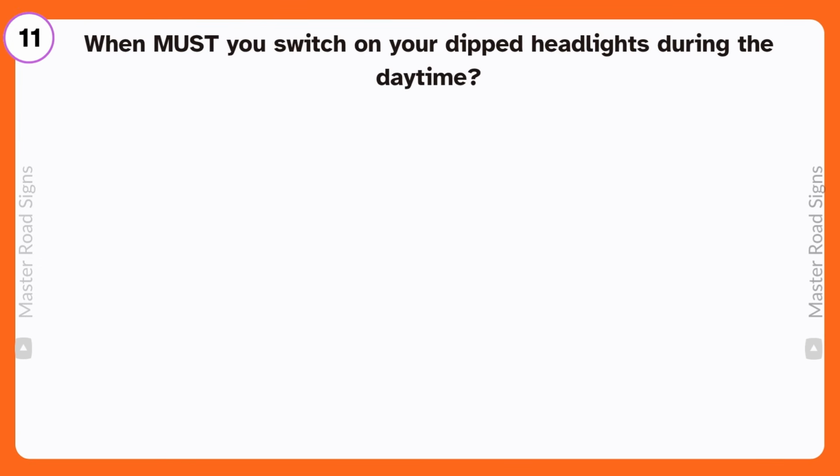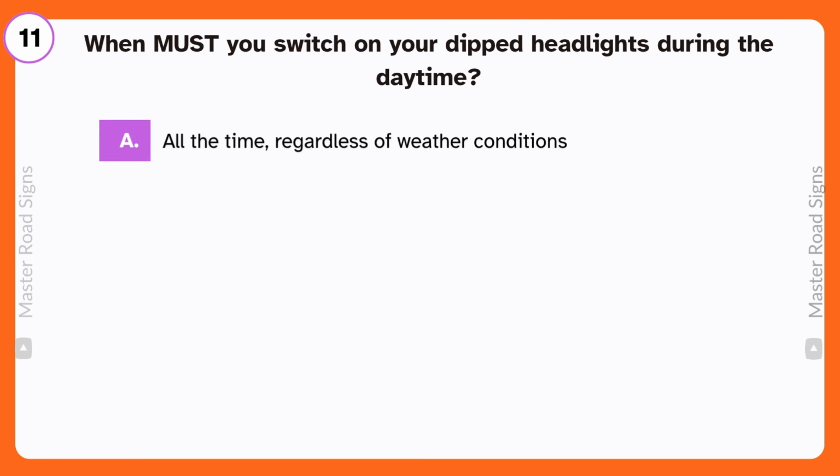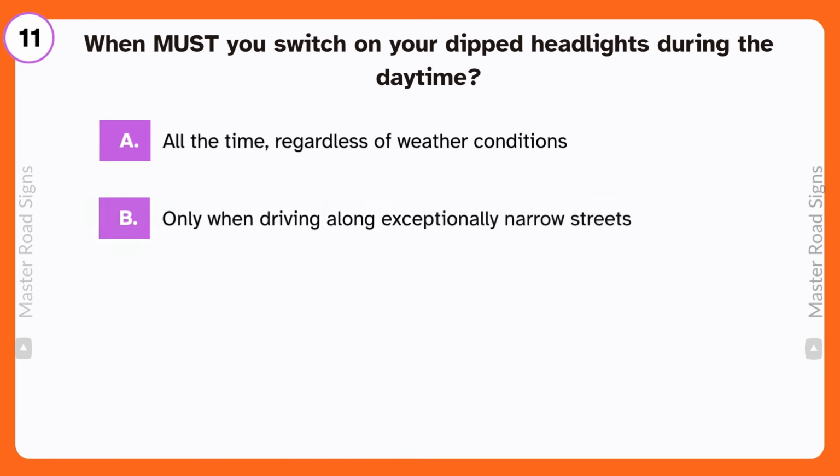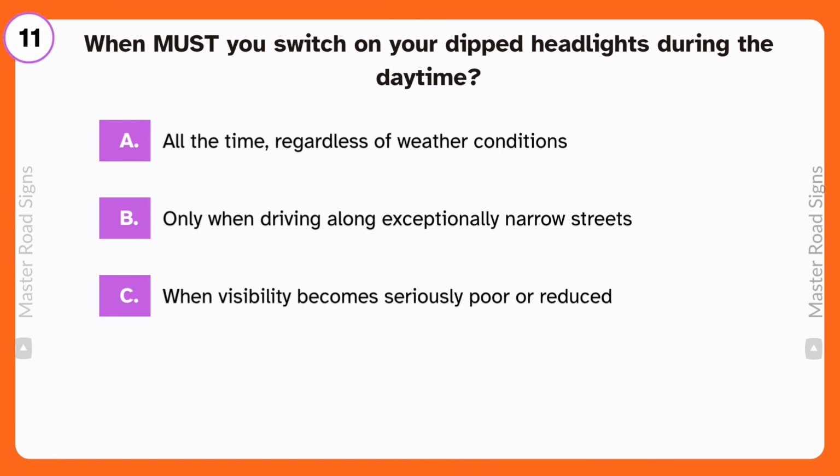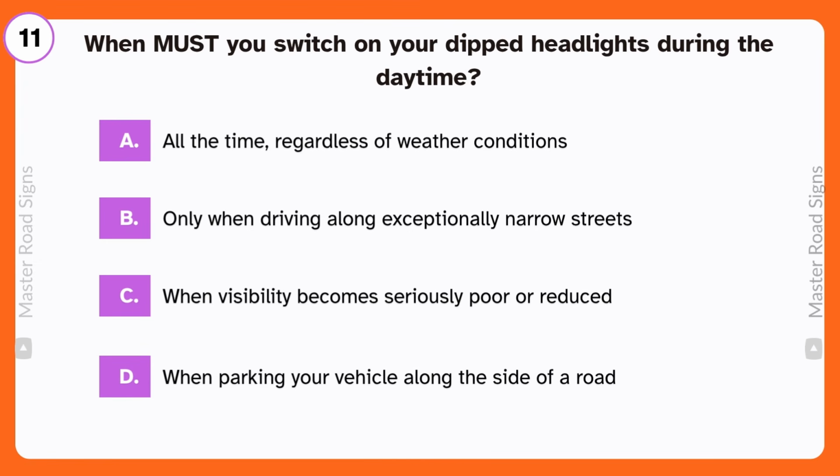Question 11. When must you switch on your dipped headlights during the daytime? Option A. All the time, regardless of weather conditions. Option B. Only when driving along exceptionally narrow streets. Option C. When visibility becomes seriously poor or reduced. Option D. When parking your vehicle along the side of a road.